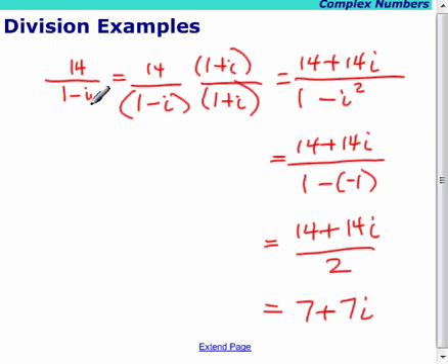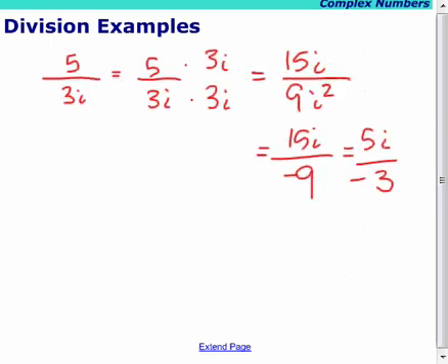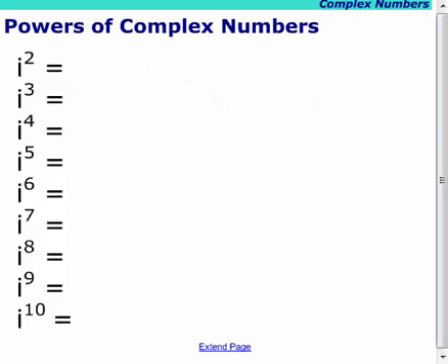Okay, so if I see an i on the bottom, I've got to do something with that. If it's a binomial, multiply it by its conjugate. If it's a monomial, as in this example, simply multiply it by itself, 3i. I guess you could multiply it by i as well. That would work. The final concept of things with complex numbers is dealing with the powers of complex numbers.